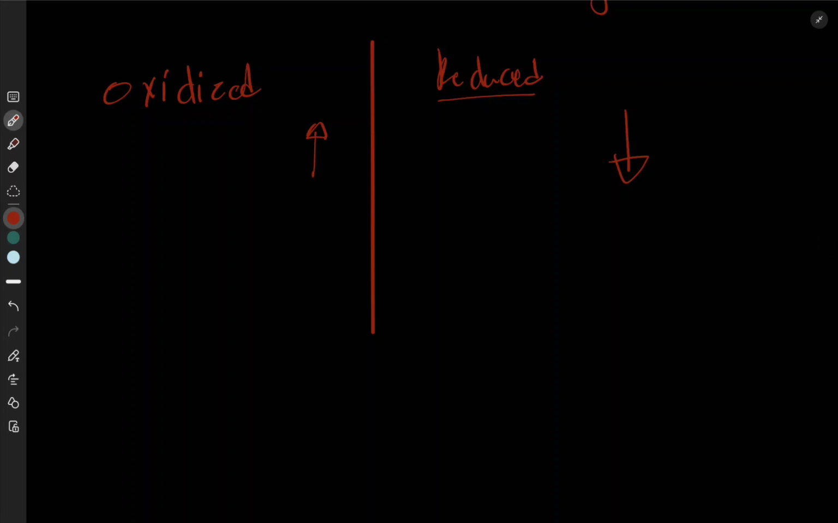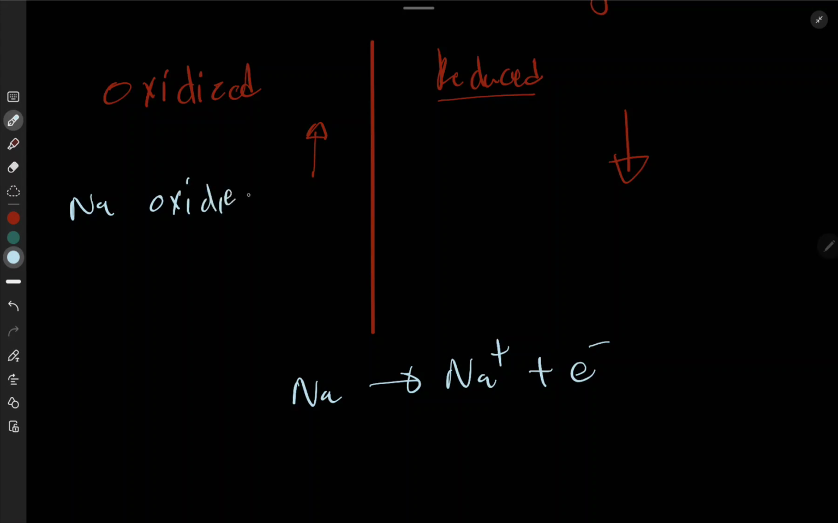Let's look at sodium, and sodium now lost an electron. Okay, so look at the number here. It was 0, now it is plus. That really means sodium was oxidized. Let's write it here. Sodium was oxidized.